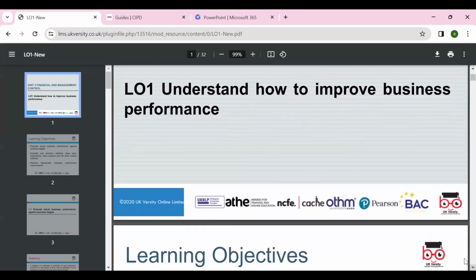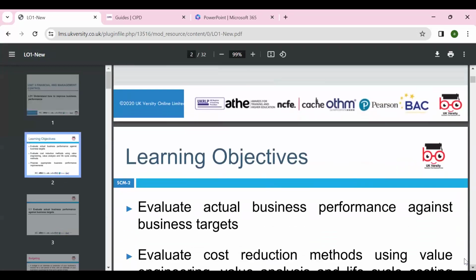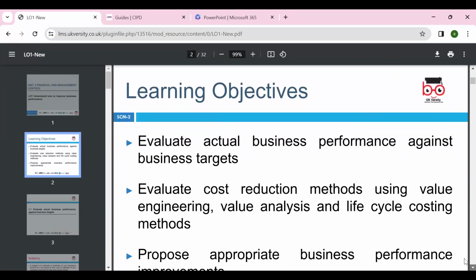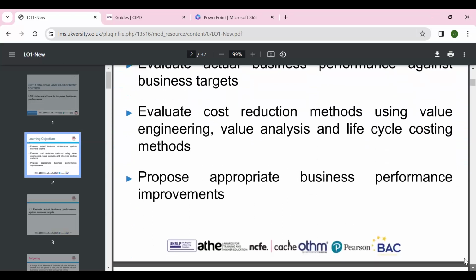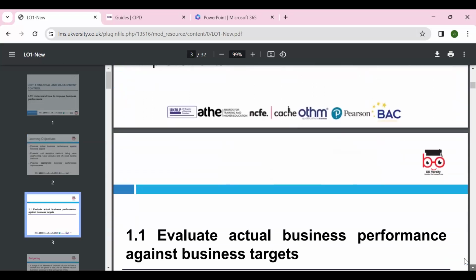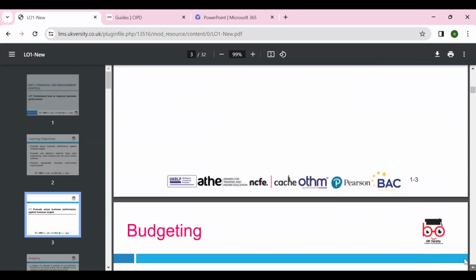Okay, so understand how to improve the business performance. When we say business, it is any legal activity, whatever we do, and every business has an objective to achieve. So we can look around the mission, the values, the corporate objective. Evaluate the business performance against the business target, evaluate the cost reduction method using value engineering, and propose appropriate business performance improvement. So we can look around evaluating the actual business performance against the business target.